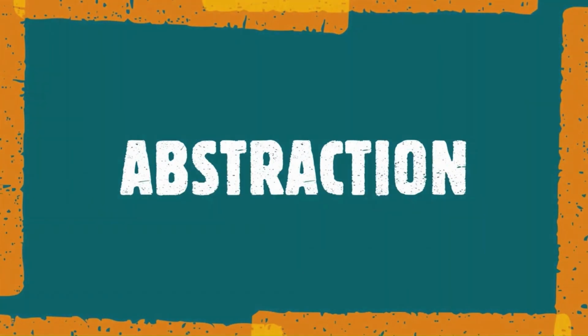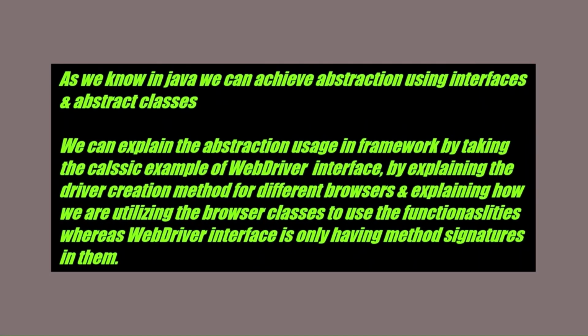Now the next OOPS concept in the list is abstraction. As you know, we can achieve abstraction in Java either by using interfaces or abstract classes. It's not mandatory that you explain both of these; based on your project and your automation framework, you can explain any of these.